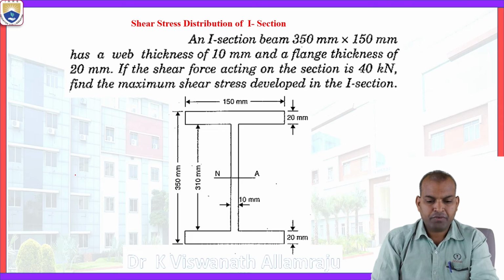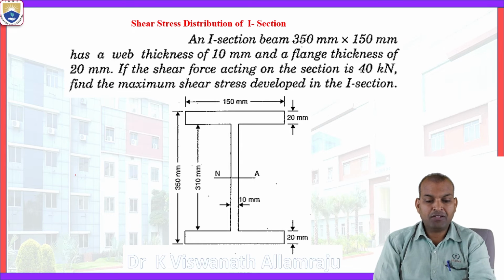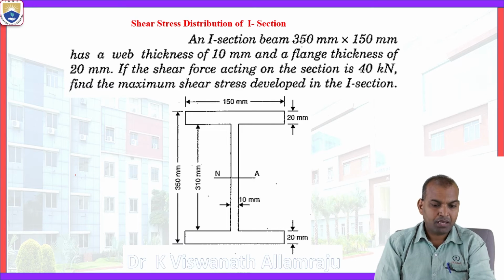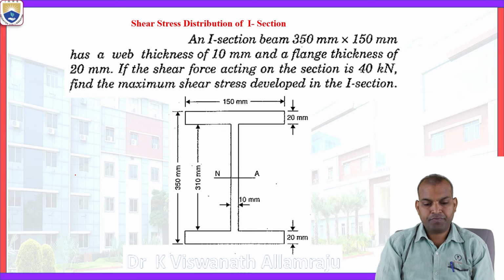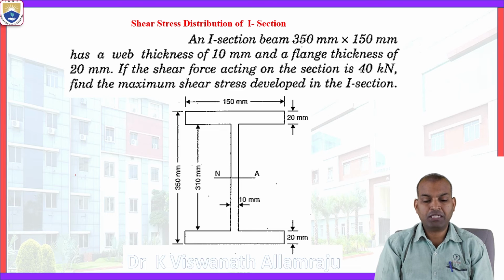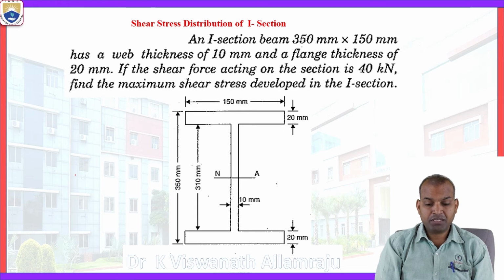So this is the problem we considered, to calculate the maximum shear stress developed in the I section. Here it is an I section with an overall width of 150 millimeters, overall depth of 350 millimeters, depth of the web 310 millimeters, and width of the web 10 millimeters. The thickness of the flanges is equal at the bottom and top flanges, that is 20 millimeters. The width and thickness of the flanges, bottom and top, are 150 millimeters and 20 millimeters.